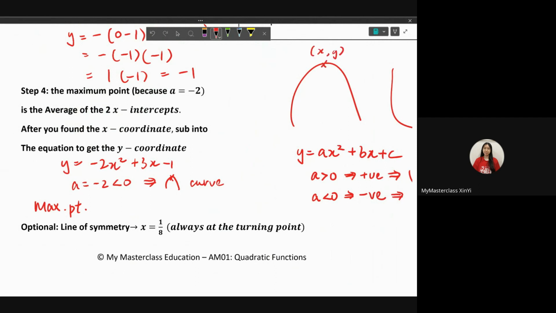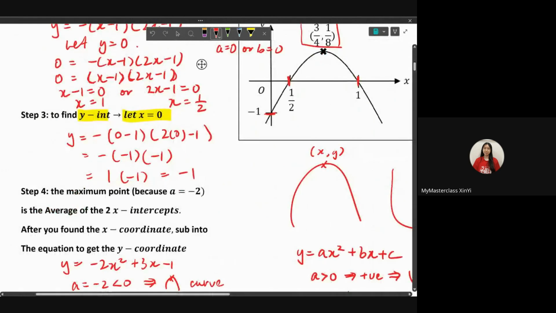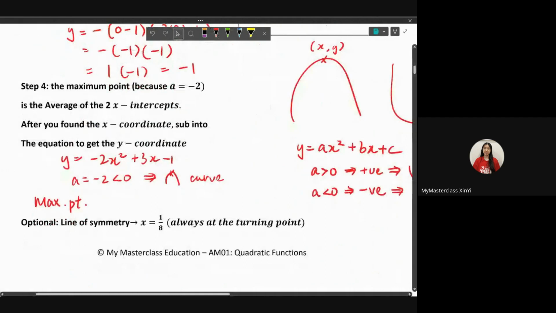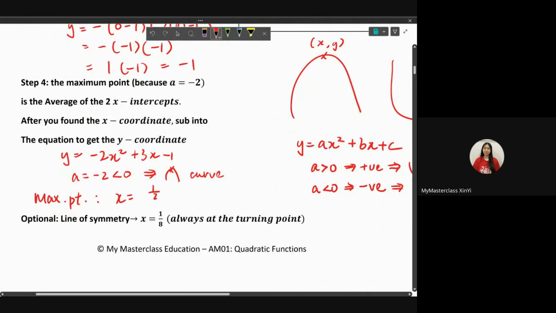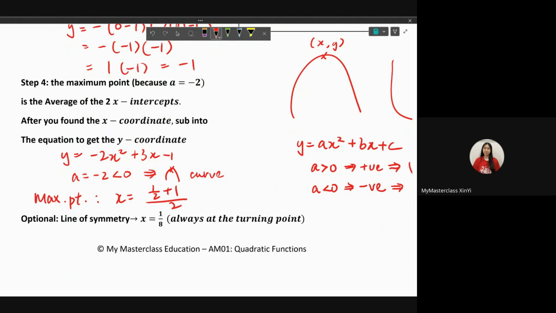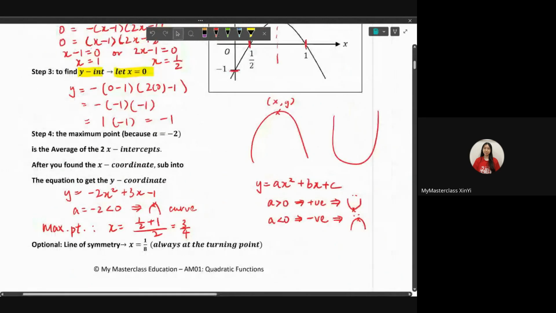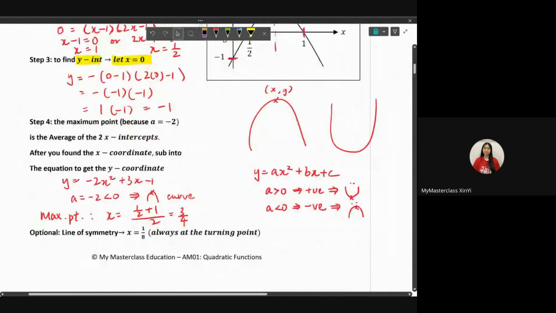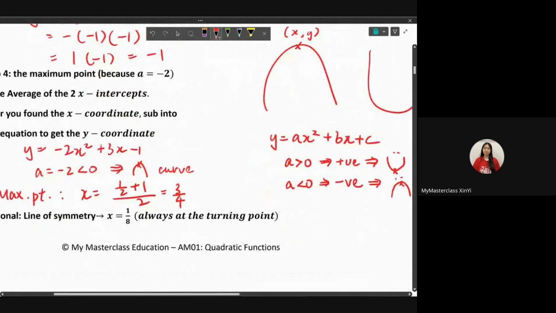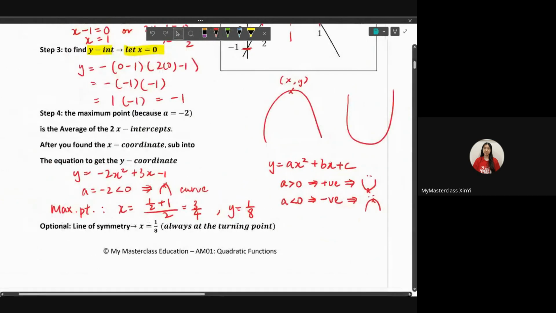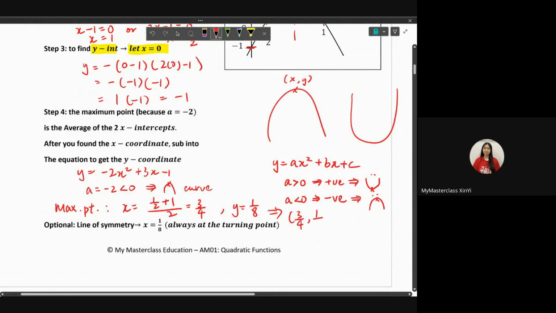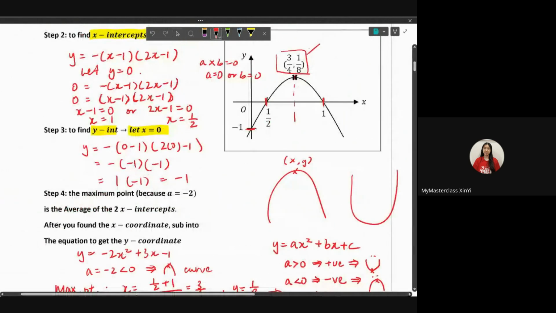So you need to find what is the x and the y. Here it is the middle point between half and 1. So for the x, you're going to take half plus 1, divided by 2, to get the halfway mark. Then you're going to get 3/4 for x. Once you get your x, to get the maximum y, you just sub in your x as 3/4 into your equation. Then you will get your y value to be 1/8. So your maximum point becomes (3/4, 1/8), which is this point over here.